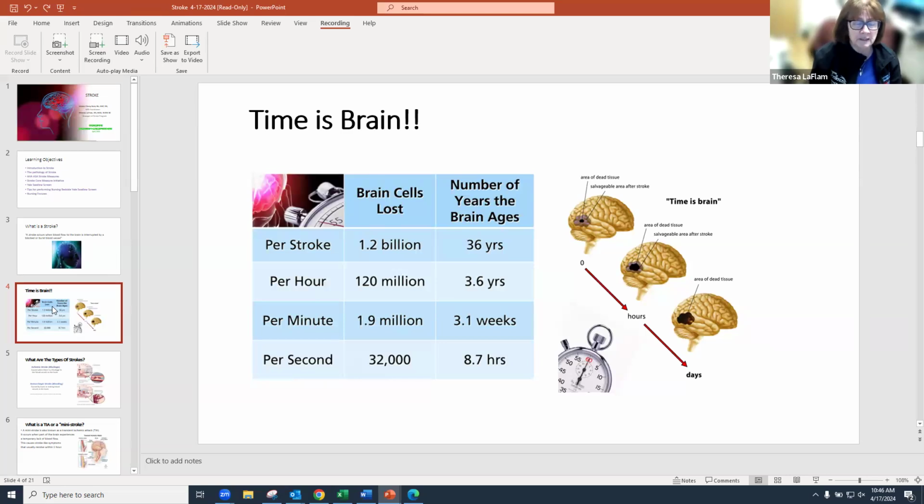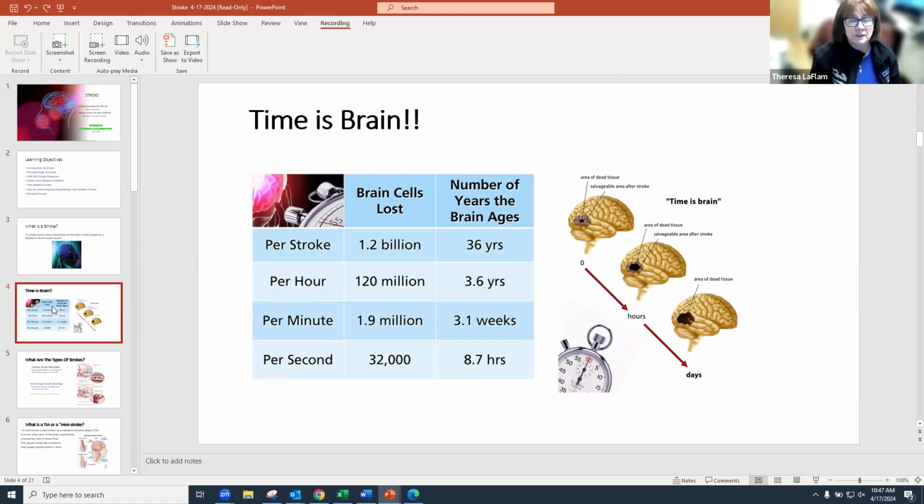And then if we break it down even further and we say, well, how fast can we go to get stroke treatment to a patient? And we do it by the hour. 120 million brain cells are lost every hour. And that equals approximately 3.6 years of aging on the brain.